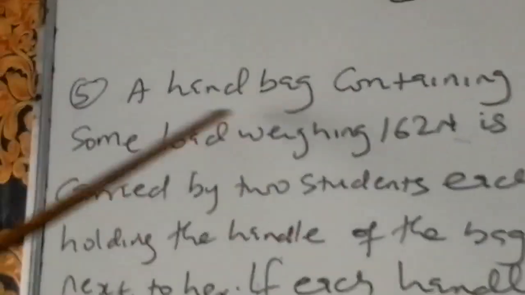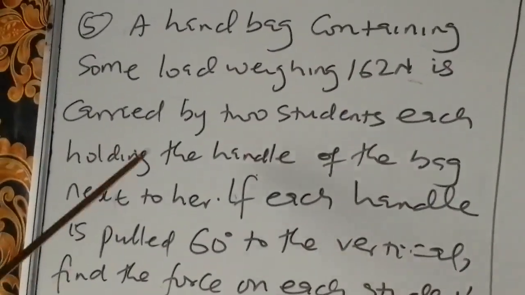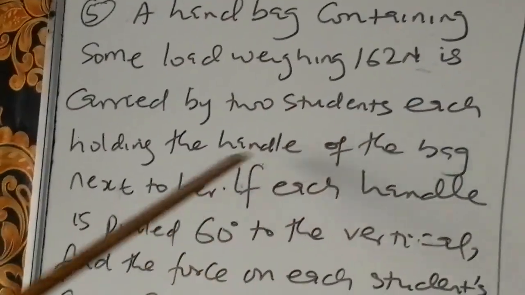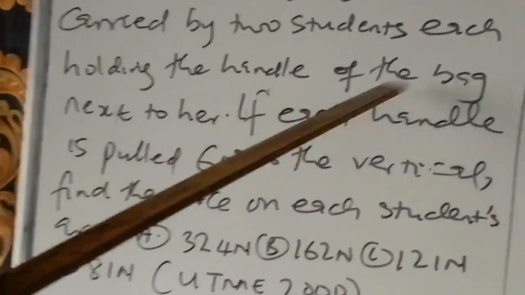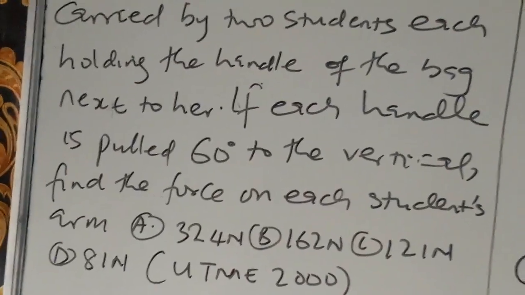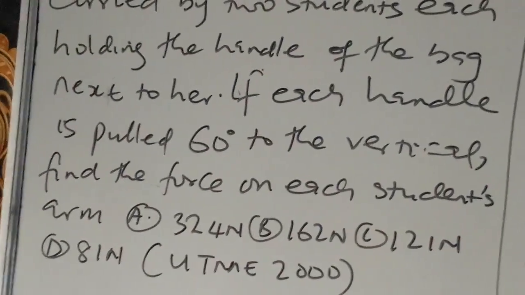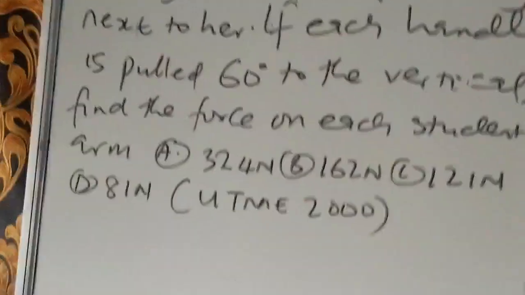Here we go again. A handbag containing some load weighing 162 Newton is carried by two students, each holding the handle of the bag next to her. If each handle is pulled 60 degrees to vertical, find the force on each student's arm. So this is UTME exam 2000.